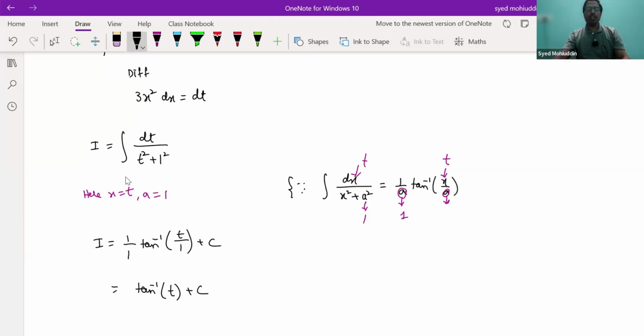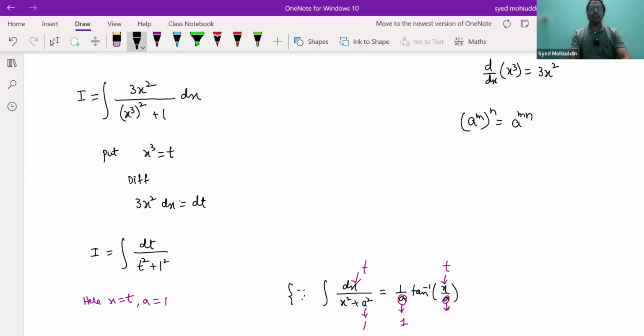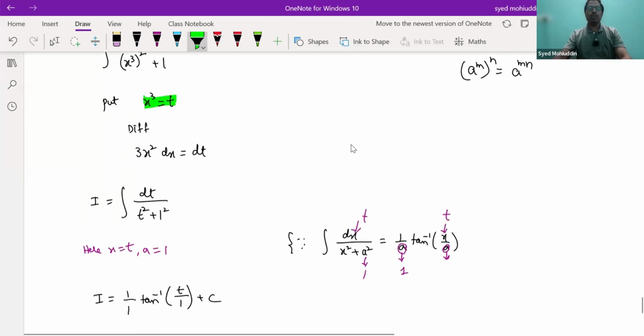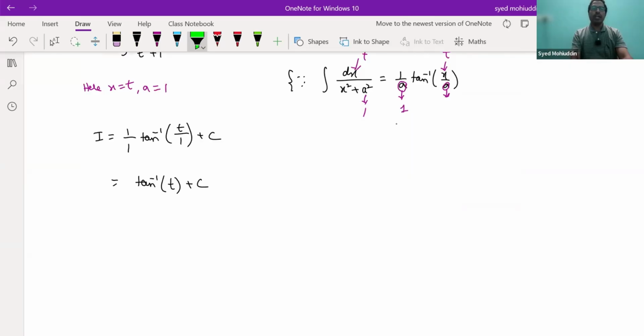But we know the value of t. So what is the t value? T is x cube, as I have taken here. So in place of t you put x cube. Therefore we'll be getting tan inverse of x cube plus the constant c. So that will be the required solution.